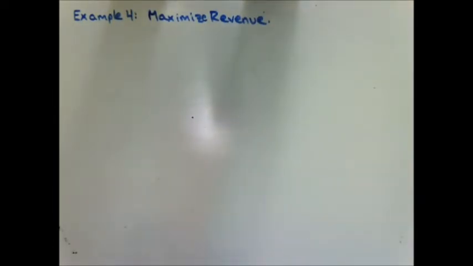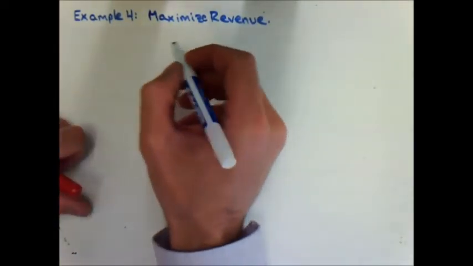Okay, example 4 is a real-world application of parabolas we've talked about before. It is a boy named Alex who runs a snowboard rental business, and he wants to find out what is the best price to rent his snowboards at in order to maximize revenue. So revenue is the money that comes into a business. Okay? Currently, Alex charges $12 per snowboard rental.